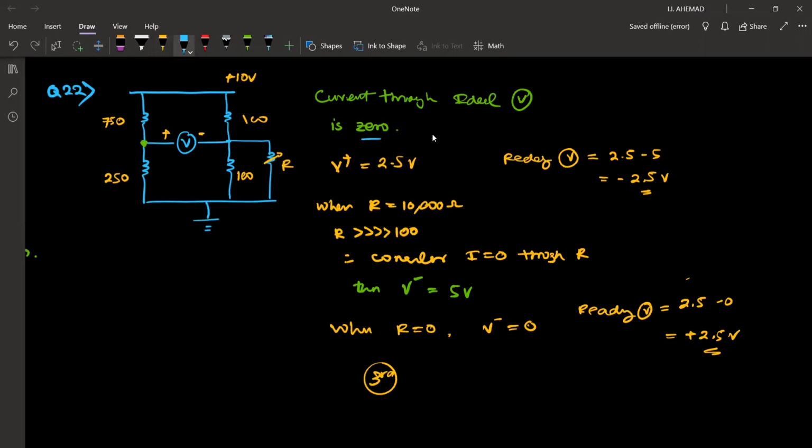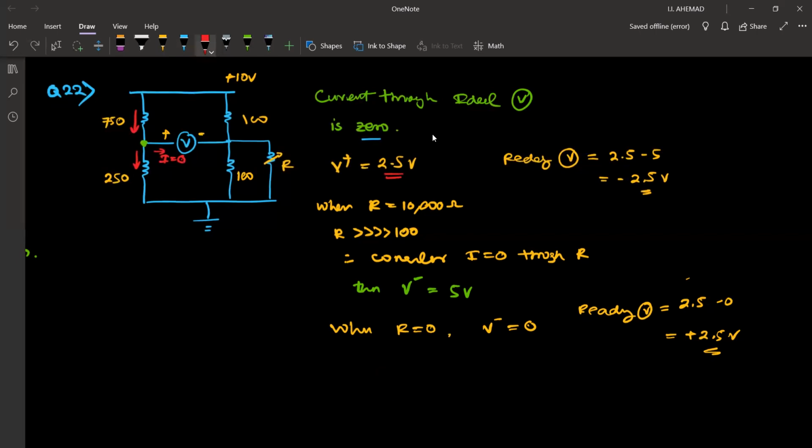Now, can I apply the potential divider equation between these two resistors? Yes, the reason is you have the same current flow through these two resistors because the current through this is zero. Is that clear? Using that, I found V plus is equal to 2.5. Got it? Now, we have a variable resistor R. Here they say 10,000, so it goes from 0 to 10,000.